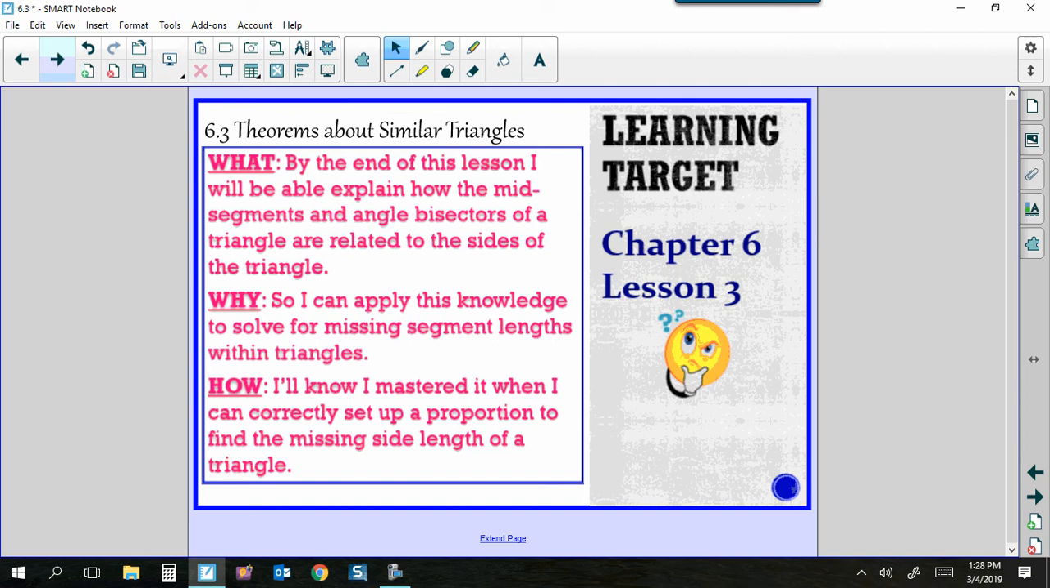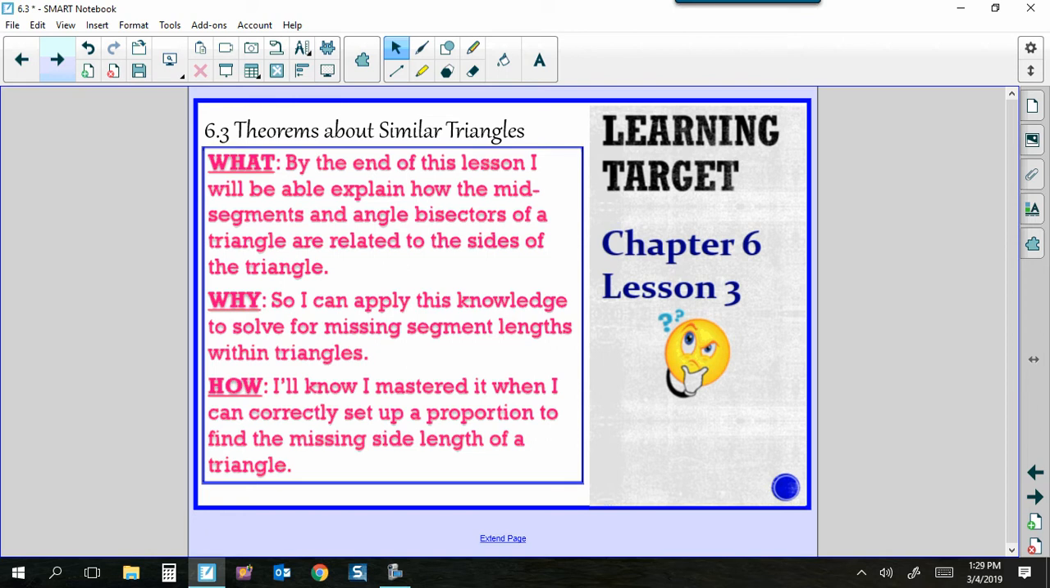What will we be doing? Well, by the end of the lesson, you'll be able to explain how the mid-segments and angle bisectors of a triangle are related to the sides of a triangle. So basically, we'll be taking a line and cutting horizontally through a triangle, and we will also be bisecting an angle, or cutting an angle in half. Why will we do this? Well, so we can apply that knowledge to solve for missing segment lengths within a triangle.